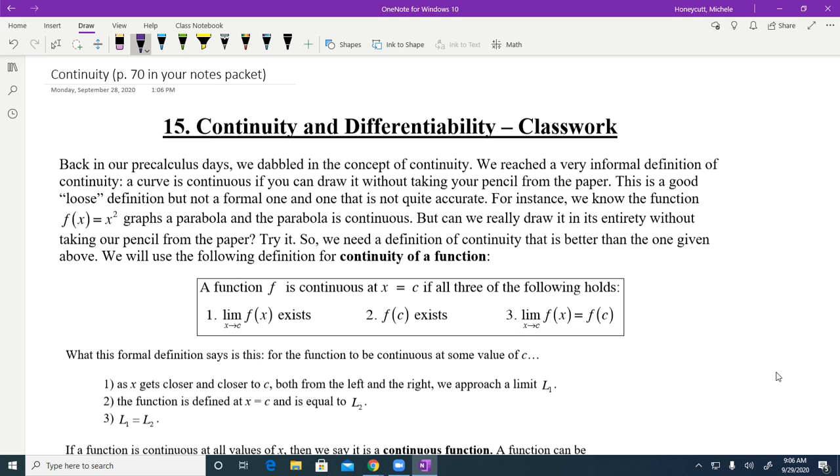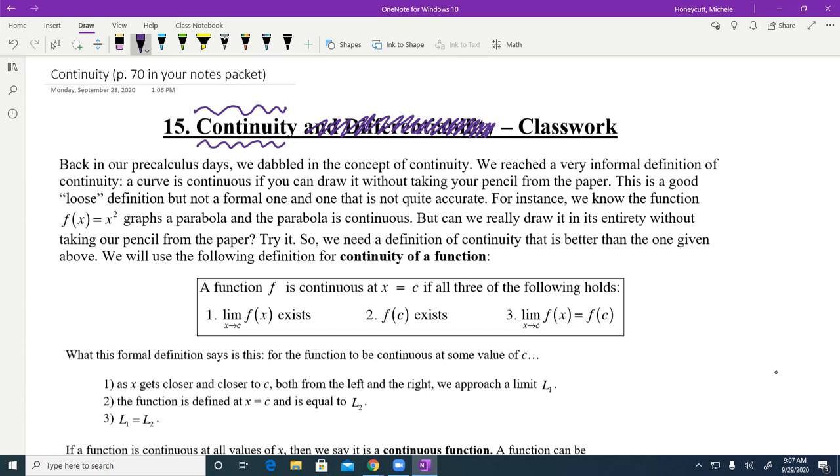Hi guys, today we're going to talk about an idea called continuity. You can find these notes on page 70 in your notes packet. We are starting a new chapter today. It's all about continuity, and then we'll get into differentiation. So we're not going to talk about differentiability today. Don't mark this out in your notes packet because we are going to come back to this idea. But for today, we are only going to talk about continuity.